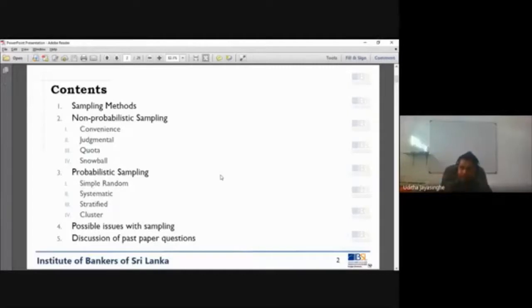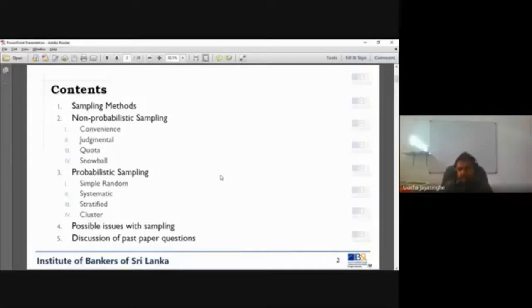But quota, again, I want to stress the fact that quota and stratified are very much in line. The main difference is that under quota it is the researcher's perspective or the researcher's choice to give the quota. But under stratified and cluster, it's not like that. We let the probability play the role and decide the selection.